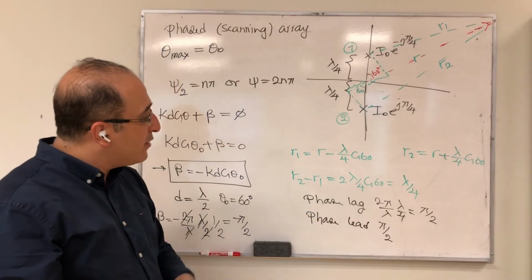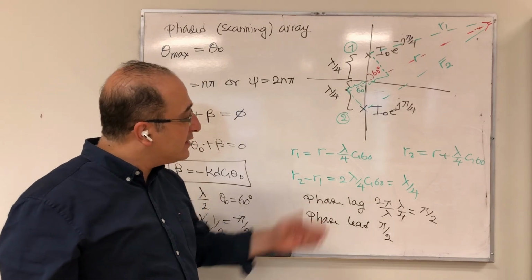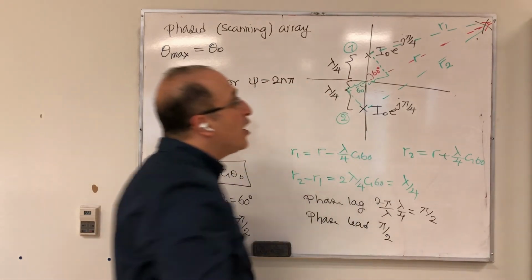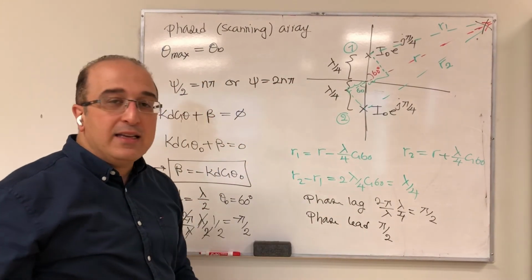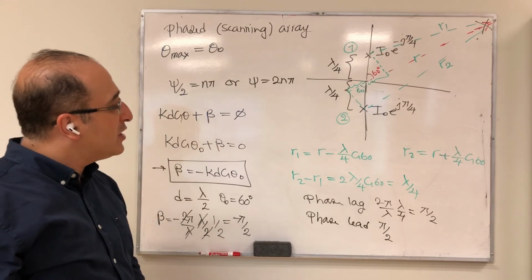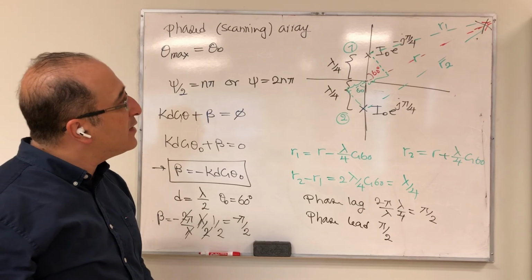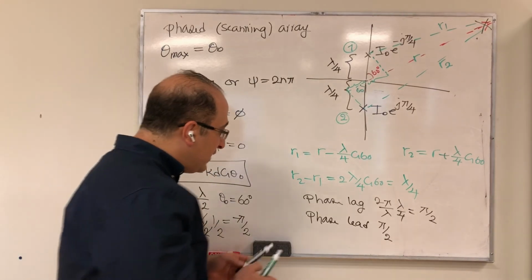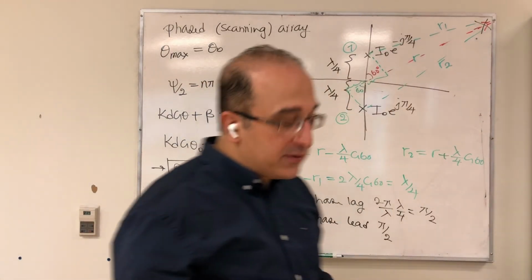So it has a phase lag of 90 degrees and a phase lead of 90 degrees, and therefore we're going to cancel these two. So when they arrive at this point, they become essentially in phase. So the phase lag and phase lead cancel the effect of each other, and you get your maximum at θ equals 60. Now, something to keep in mind about this θ equals 60 in a spherical coordinate.